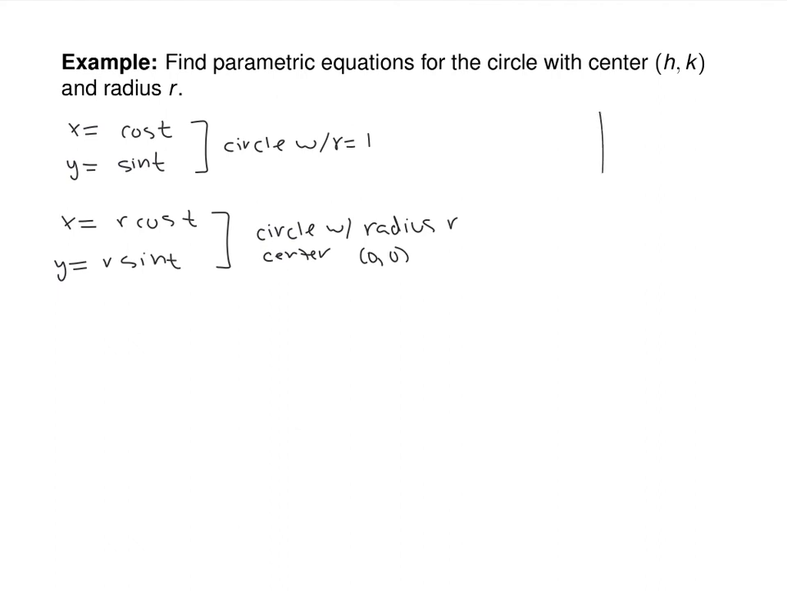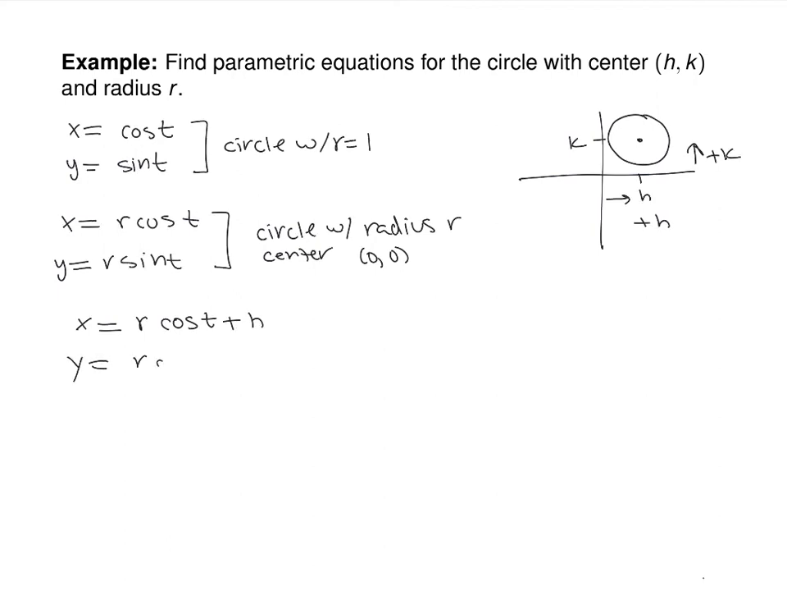Now the question is how do you get that circle over to your center, which is over at h, k? The thing is you have to add h to the x-coordinate and add k to the y-coordinate. If k or h happen to be negative, you'll be adding a negative, which would then move that circle down. So the x-coordinate will be r cosine of t plus h, and the y-coordinate will be r sine of t, and we have to add k in that case.